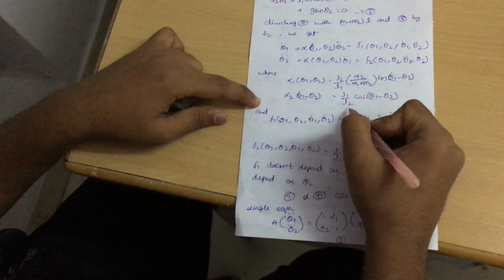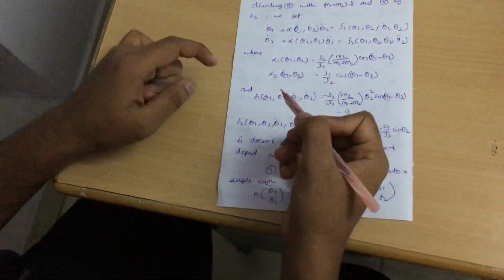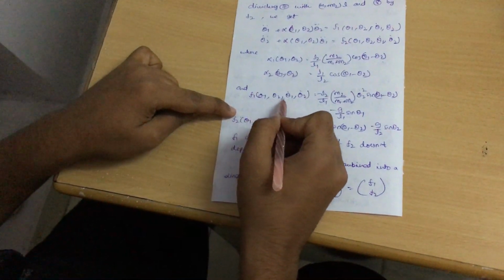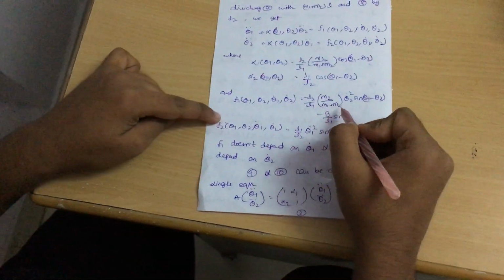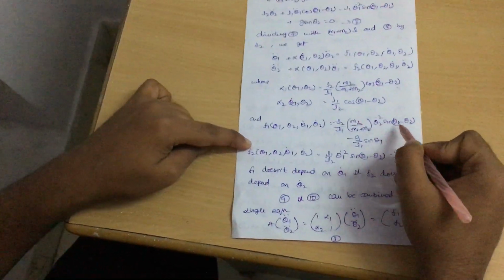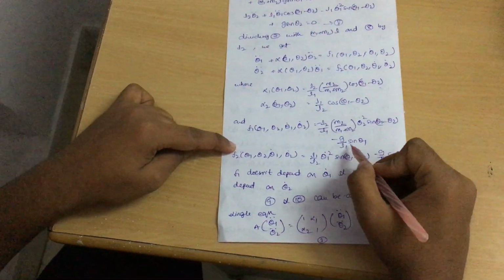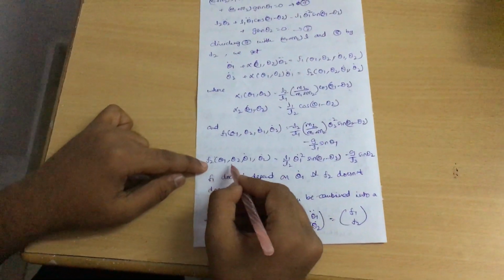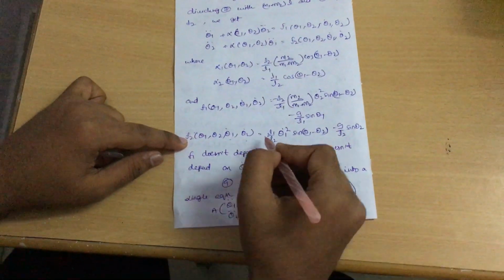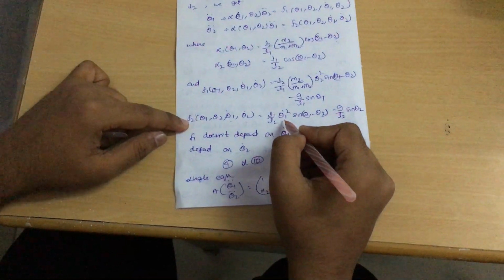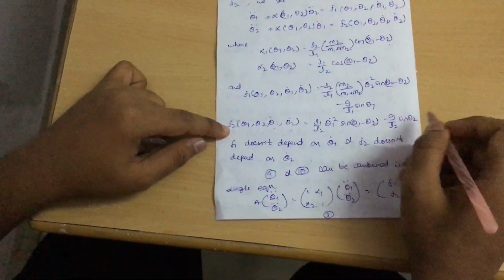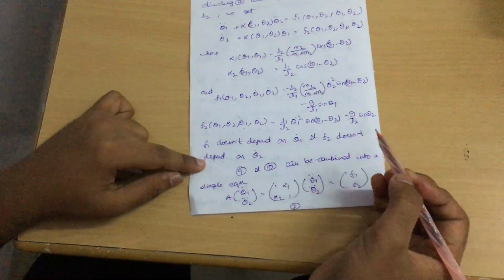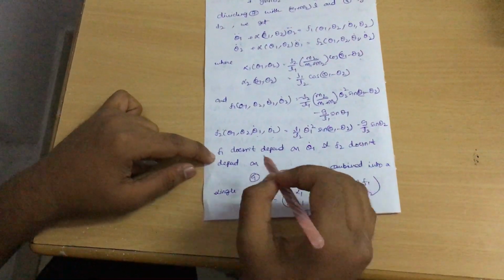is equal to L1 by L2 cos of theta 1 minus theta 2, and f1 of theta 1, theta 2, theta 1 dot, theta 2 dot is equal to minus L2 by L1 into m2 by m1 plus m2 into theta 2 dot square sin of theta 1 minus theta 2 minus g by L1 into sin theta 1, and f2 of theta 1, theta 2, theta 1 dot, theta 2 dot is equal to L1 by L2 theta 1 dot square sin of theta 1 minus theta 2 minus g by L2 sin theta 2. f1 does not depend on theta 1 dot and f2 does not depend on theta 2 dot.